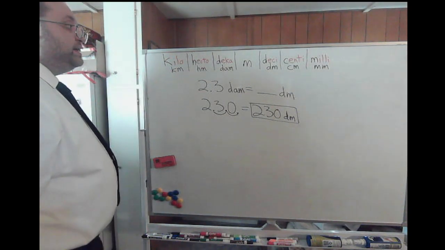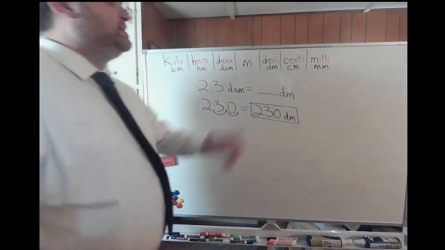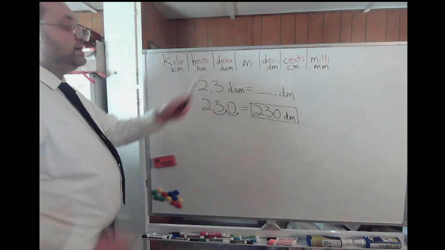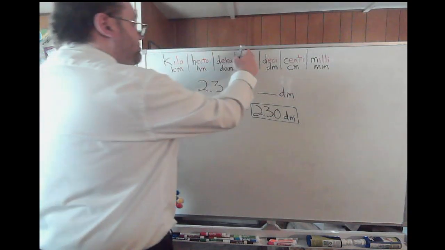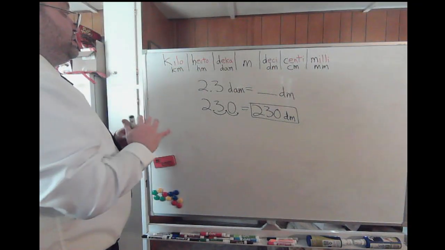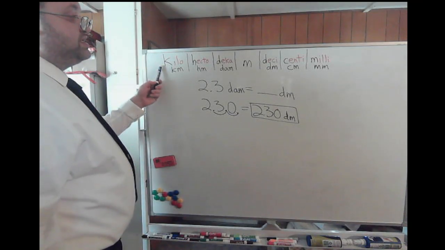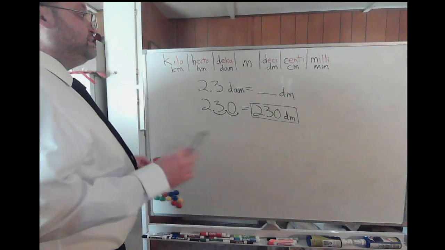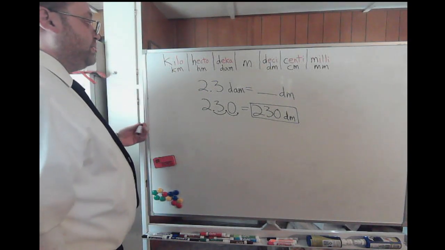So really all there is, if you can remember "Killer, his dog, died catching monkeys," you'll remember the proper order. Kilo, hecto, deca, whether it's meters, liters, grams, or whatever is in the middle. Then deci, centi, milli. Killer, his dog, died catching monkeys. You'll remember the proper order. Kilo is the biggest unit starting at the left. Milli is the smallest unit, all the way at the right. So the units in between obviously lead from one point to another.